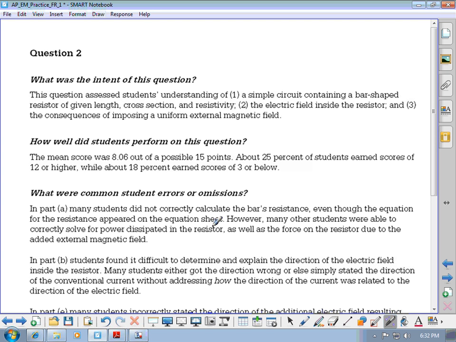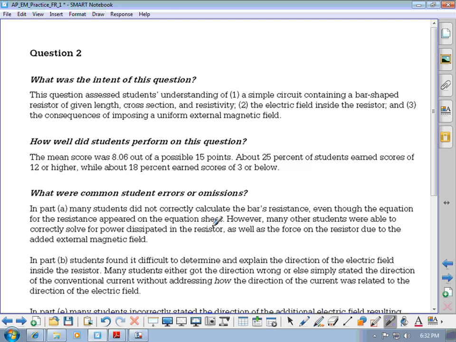In part B, students found it difficult to determine and explain the direction of the electric field inside the resistor. Many students either got the direction wrong or else simply stated the direction of the conventional current without addressing how the direction of the current was related to the direction of the electric field. So if you said that the electric field pointed to the right because the current went that way, that wouldn't give you full credit. That would give you 2 out of the 3 points.